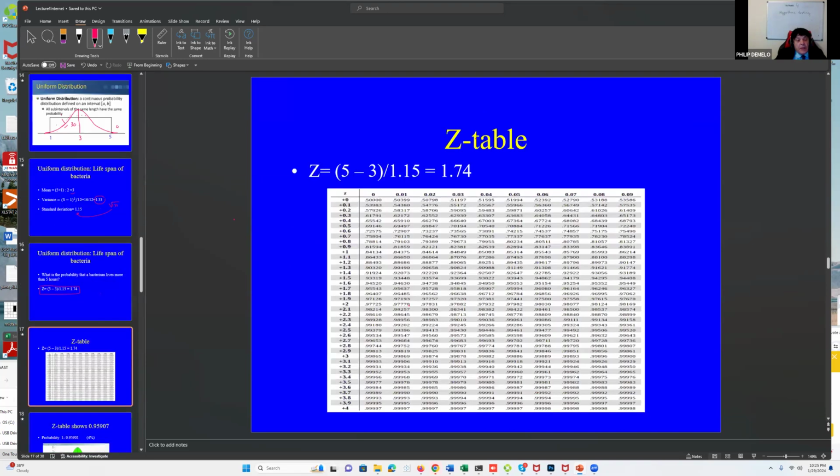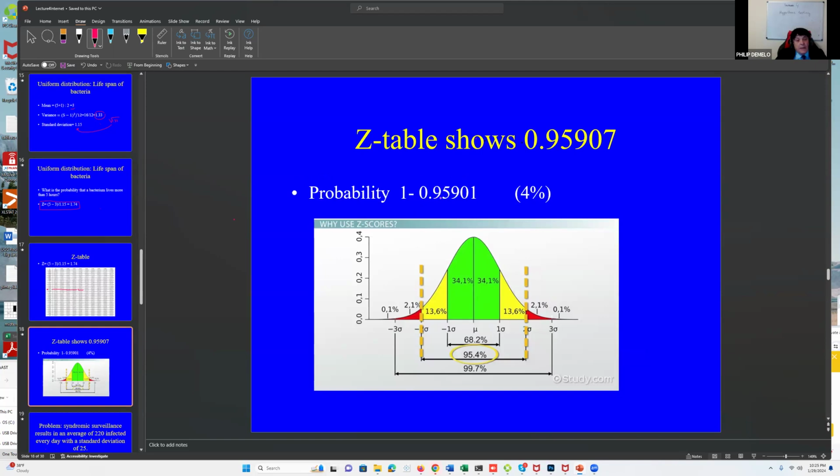So it is 1.74, and I go to this table. So it is 1.7, and I have 4 here. It is 0.95907. Okay, so this is 7. Well, it doesn't matter. So this is a probability. When you remember, we discussed in lecture number 2 that the data will be less than 5.